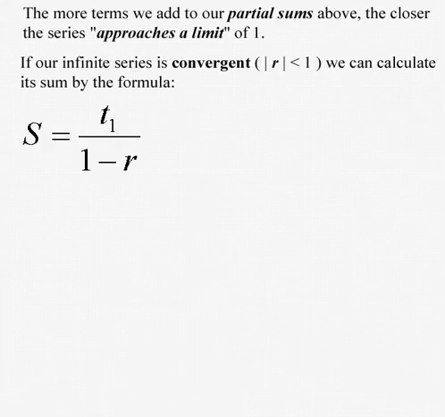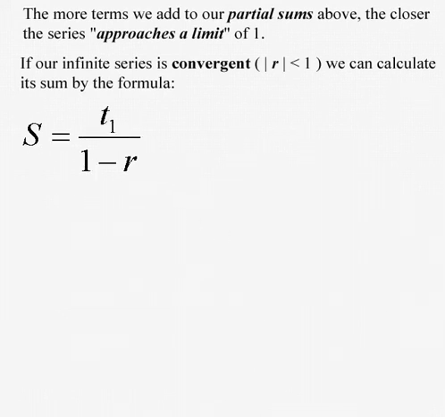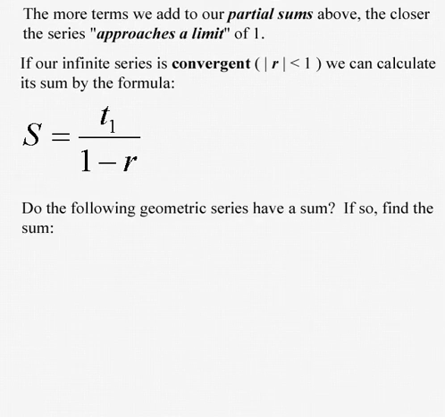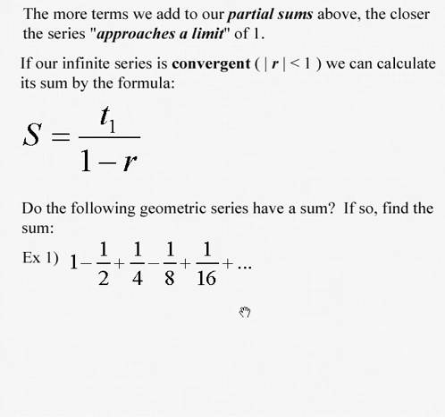Deceptively simple, so it should be easy to memorize. The sum. Notice there's no subscript here, because we're adding an infinite number of terms together. The sum is equal to the first term divided by 1 minus the common ratio. So let's check and see if the following has a sum or not. 1 minus a half plus a fourth minus an eighth plus 1/16 plus, etc.